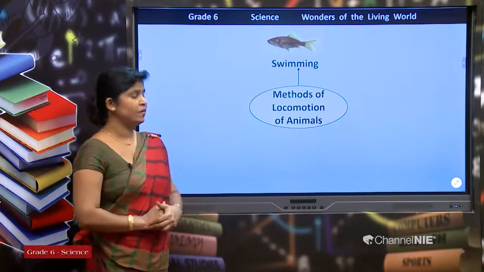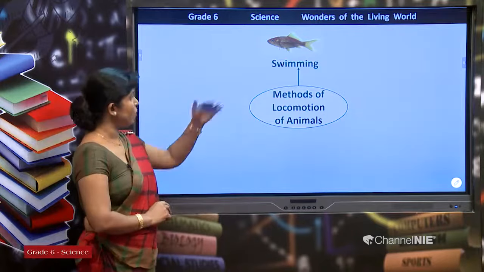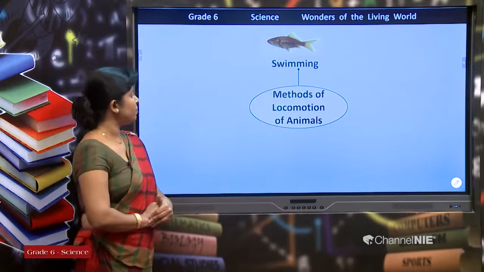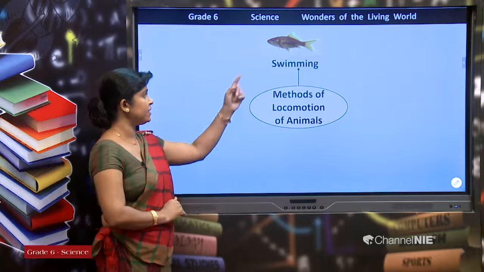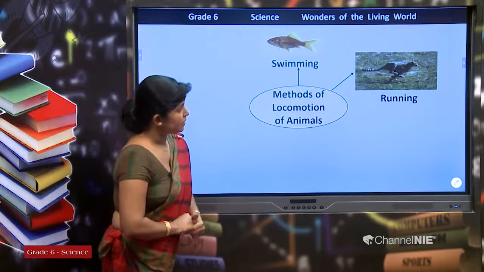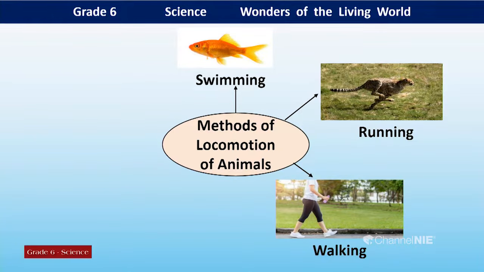To understand the methods of locomotion easily, I have given you some pictures, right? What is the animal given in the picture? It is a fish, an aquatic animal. The method of locomotion of the fish is swimming. Yes, cheetah. The method of locomotion is running. It uses its legs to run, right? Running, swimming, then running. Third one, walking. Using our legs, we walk from one place to another. That is our method of locomotion. That is walking.